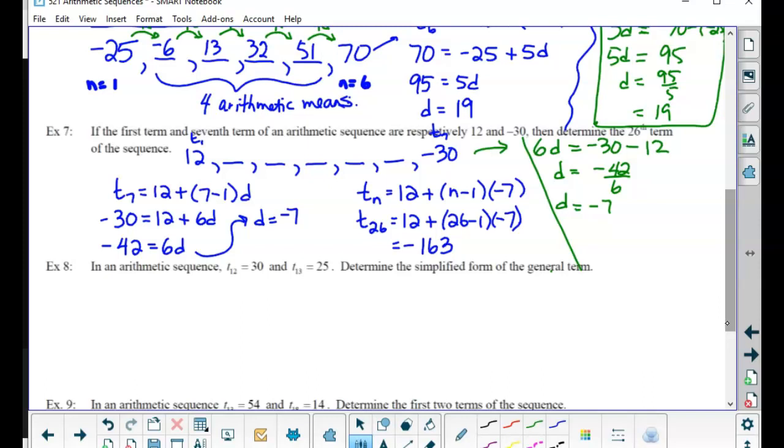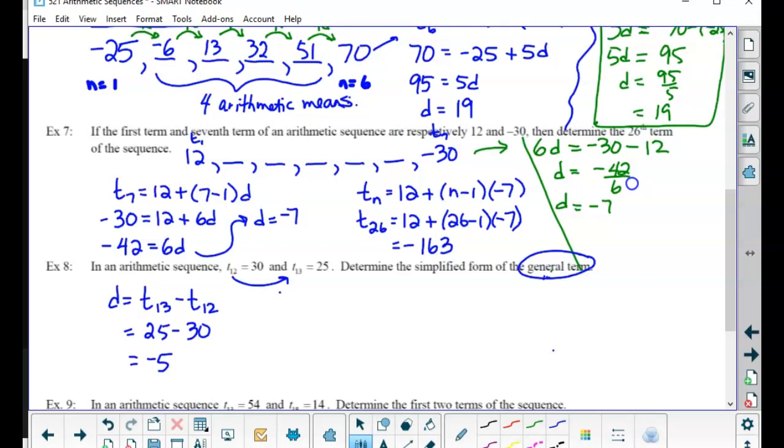Okay. And then number 8, we've got an arithmetic sequence giving you T12 and T13. Find the simplified form of the general term. So remember, for the general term, we need the first term. Here, if we've got consecutive terms and we subtract them, we get D. So this will be 25 minus 30. That's negative 5. Now we're going to have to use one of those terms in order to find the first term, because we don't have enough information for the general term yet.